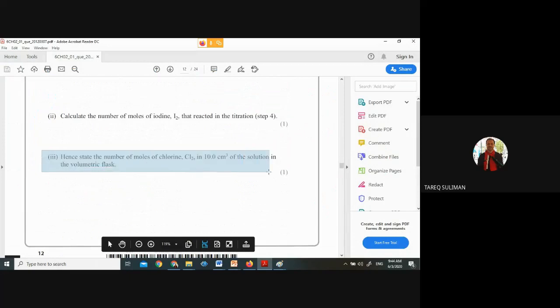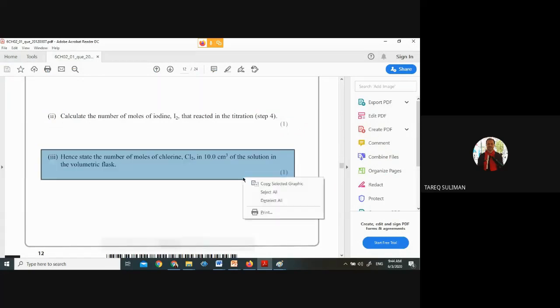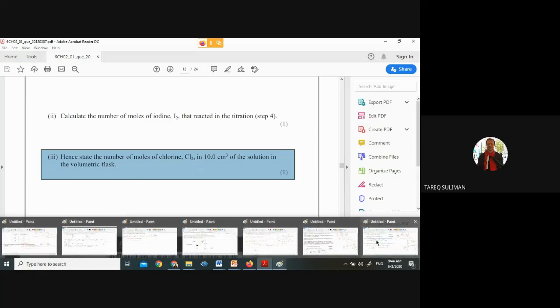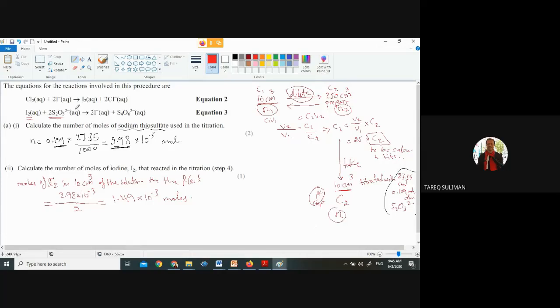Hence, state the number of moles of chlorine in 10 centimeter cube of the solution in the volumetric flask. They need us to calculate the number of moles of chlorine in the 10 centimeter cube of the volumetric flask. Yes, we need chlorine. Then we go. Number of moles of chlorine in the volumetric flask. How to calculate it? What is the relation between the formed iodine and the chlorine?